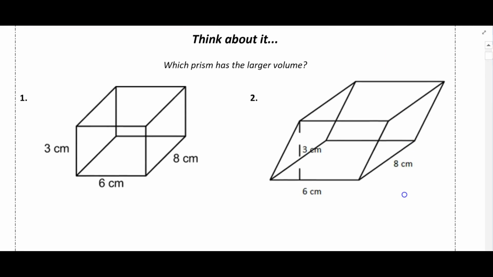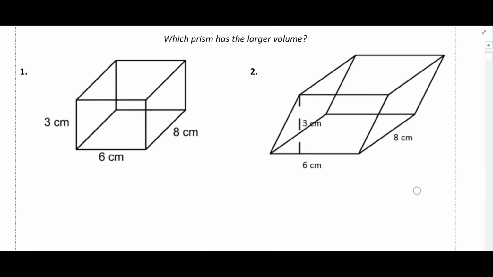So let's take a look at these 2 prisms and think about which one has the larger volume. This one on the left has a height of 3 and a length of 6 and a width of 8. And then this one over here looks a little bit different. It looks like it's maybe been pushed over. So some of these surfaces are parallelograms instead of rectangles like on the left. And the height is 3. It's also 3. So the height here is 3 and the height here is also 3. And then the width is 8 over here, and it's also 8 over here. And the length is 6 on the left and 6 on the right.